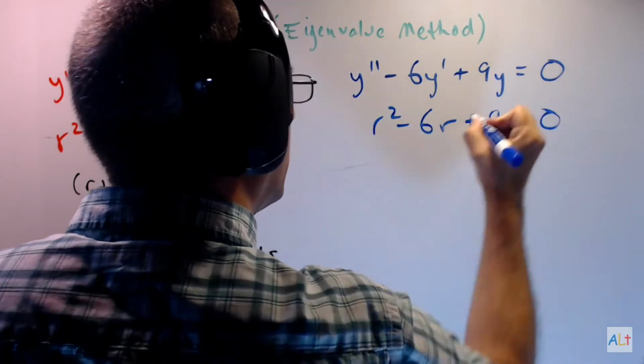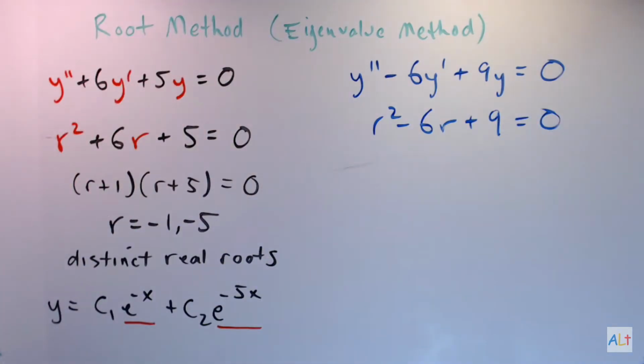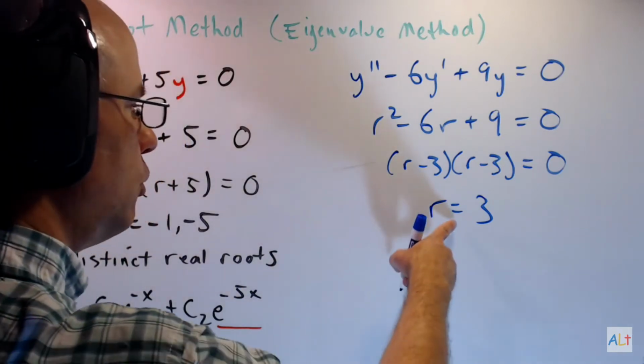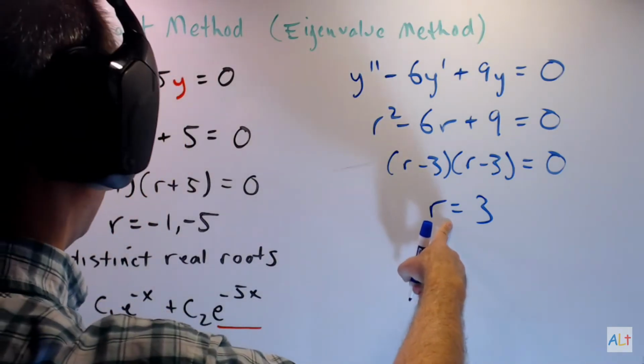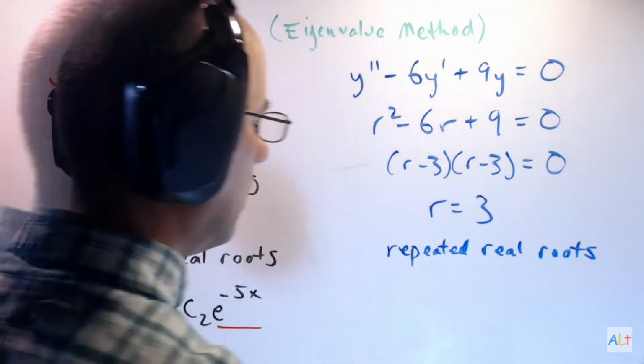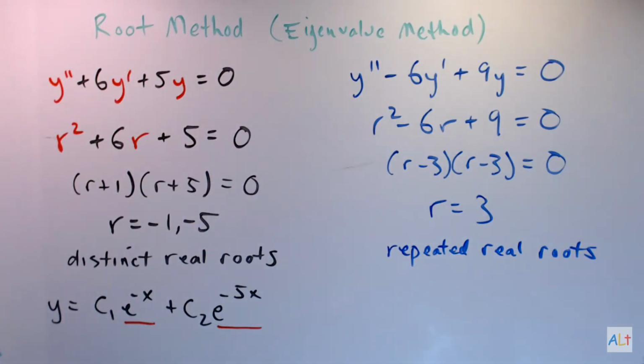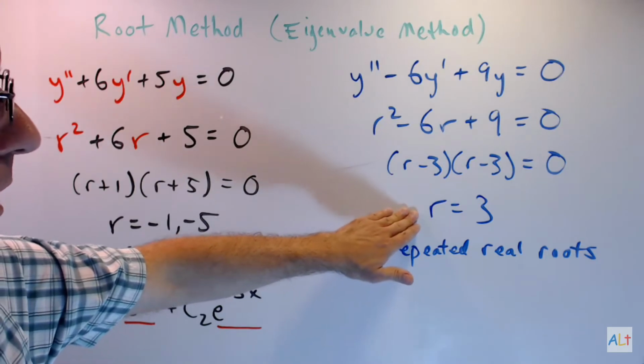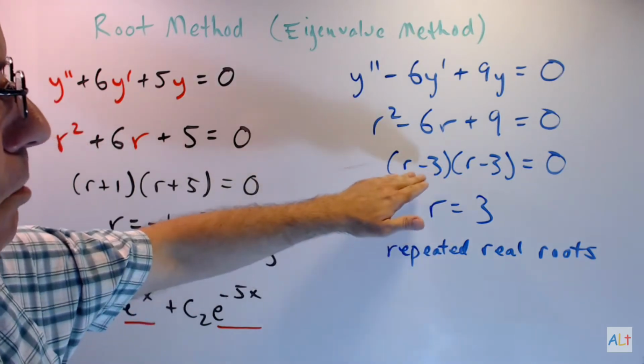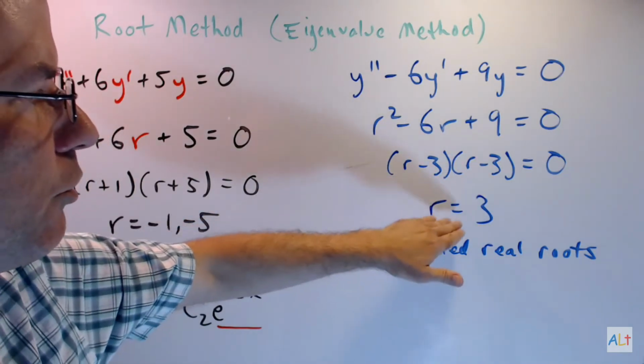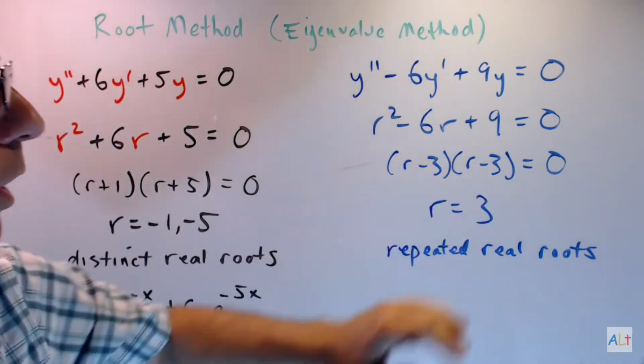Here's another example. There's the characteristic equation, and there is the solution. There's only one solution this time. So we have repeated real roots. Now, strictly speaking, the root isn't really repeated because there's only one of them, but the factors that give you the root are indeed repeated. There are two of those.